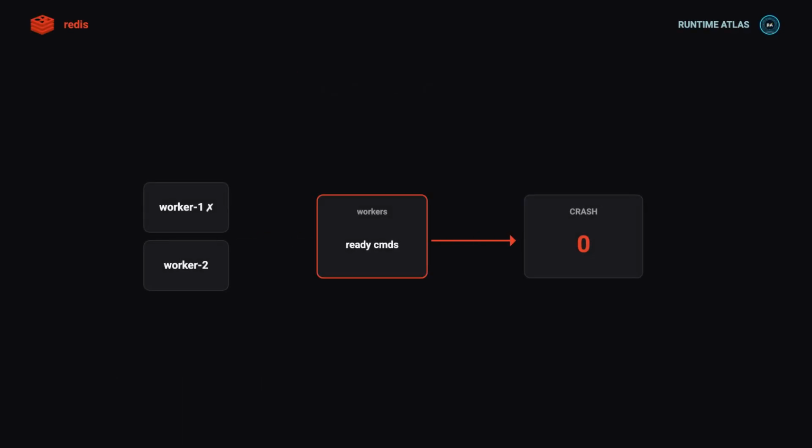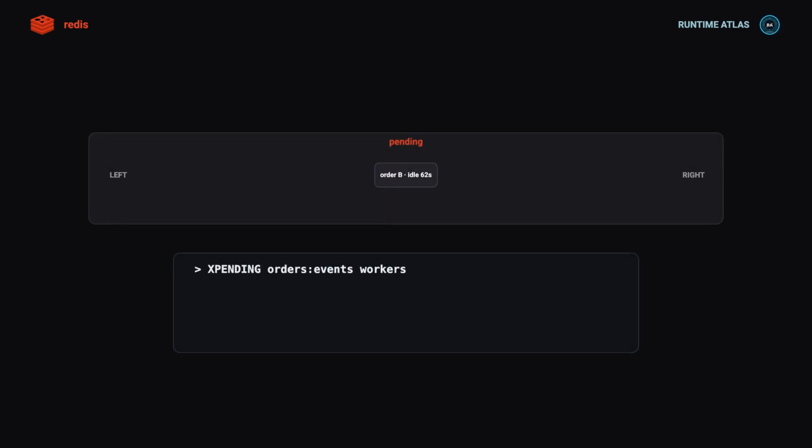Now suppose worker 1 dies in the middle of sending email. Order B is still sitting in the pending list, owned by a consumer that is no longer running. The pending command shows which entries are unfinished, which consumer owns them, and how long they have been idle. After an idle timeout, such as 60 seconds, worker 2 can reclaim that entry and finish the job. Without a reclaim loop like this, stuck pending entries can block throughput indefinitely.